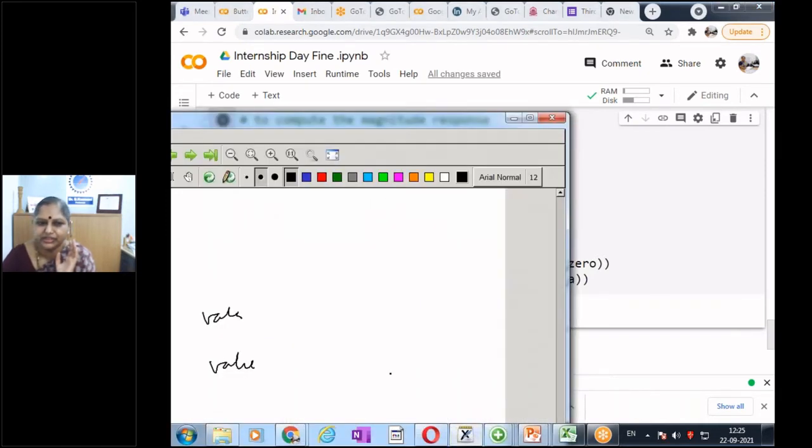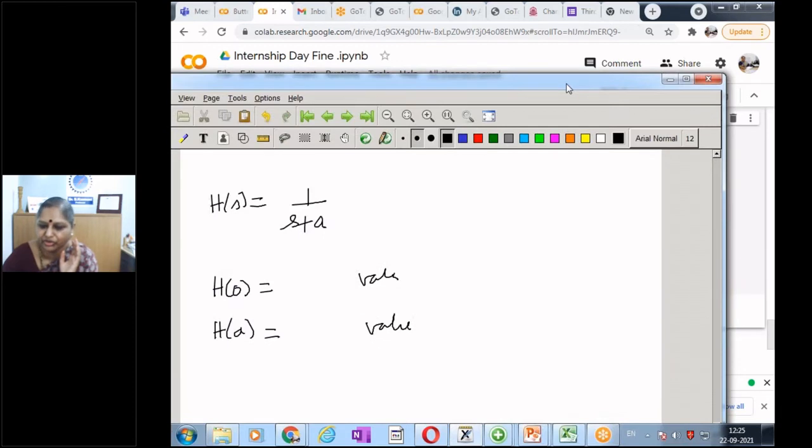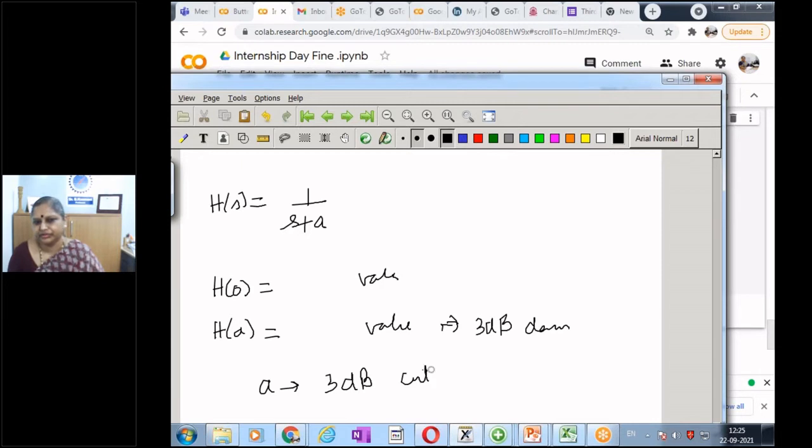So what we have is something we already know. h of 0 is some value, let us say this is x. This is known as the 3 dB down. So that is why A is also known as the 3 dB cutoff. The 3 dB cutoff of any filter is given by this quantity.